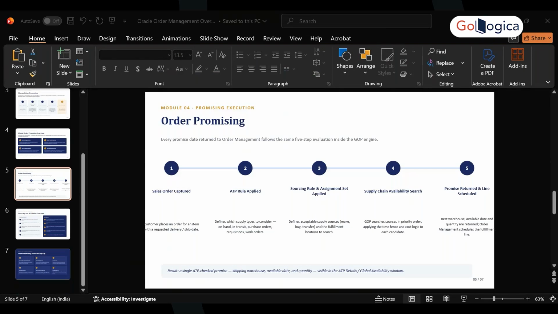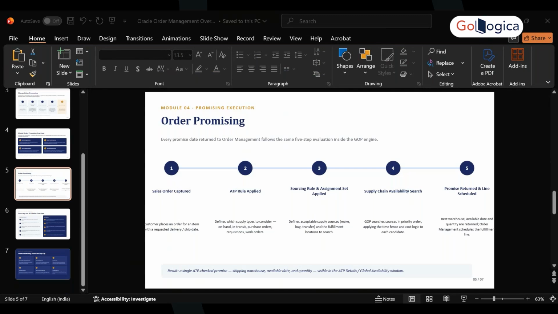This flow consists of 5 major steps. Each step is executed automatically by Oracle Fusion, and together they ensure that every delivery commitment is accurate, reliable, and aligned with the available supply chain resources.